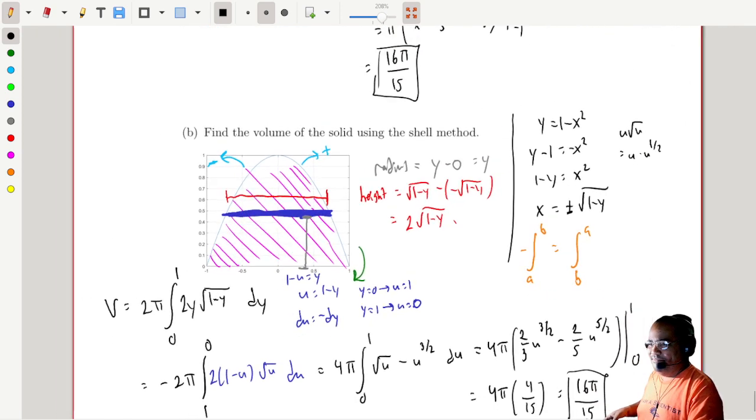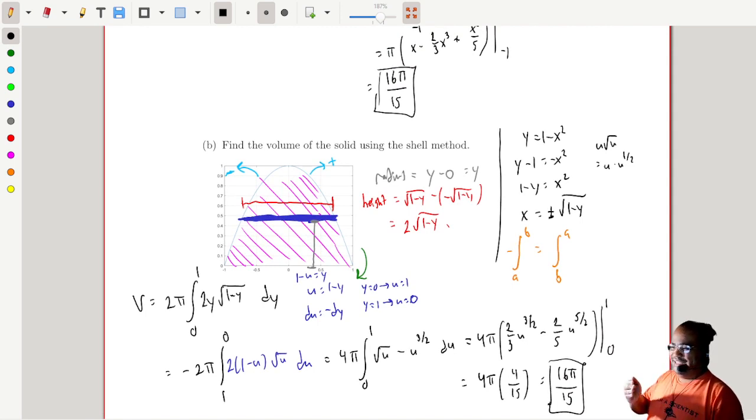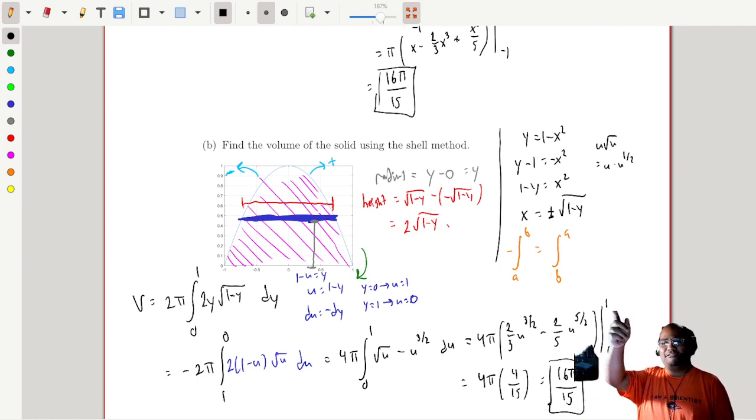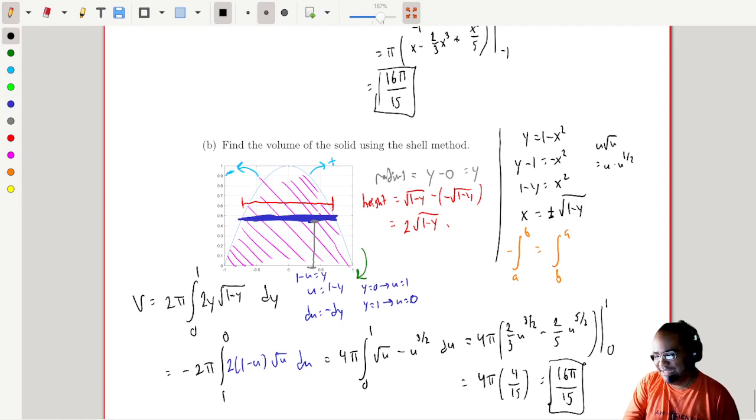It's the same. You got the same thing there. Same thing here. Same thing there. Isn't that magical? That was our last problem.